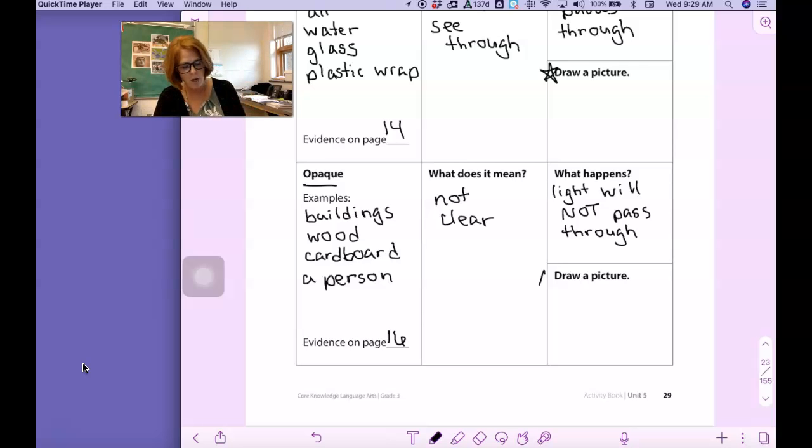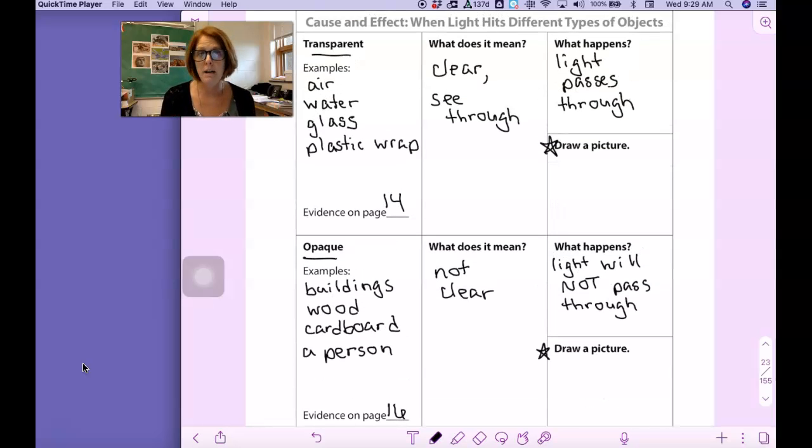So you're going to draw a picture of something that reminds you of the word opaque. It can be a symbol, it can be a little scene that you draw, but something that's going to help you remember the word opaque and the word transparent. These are two very important vocabulary words, and you must understand what they mean.